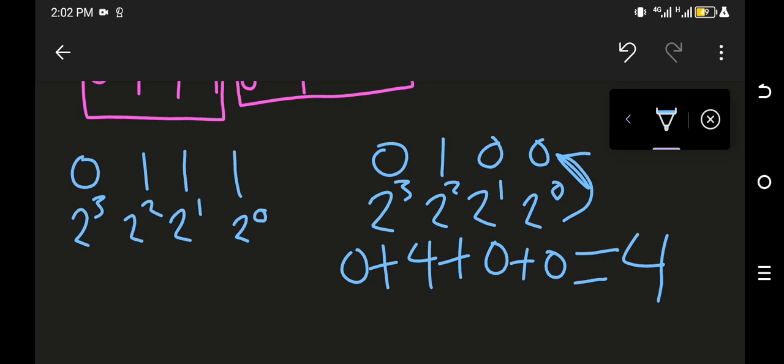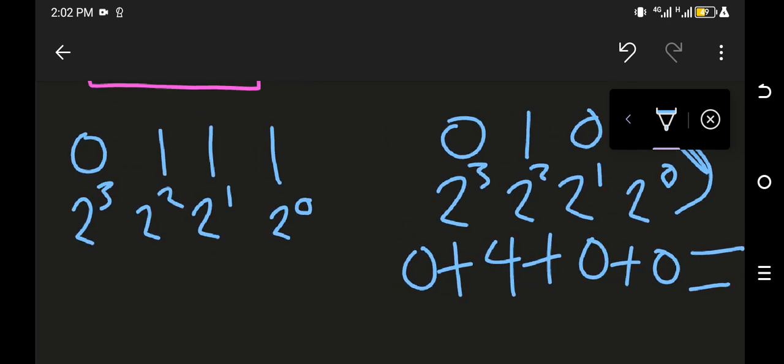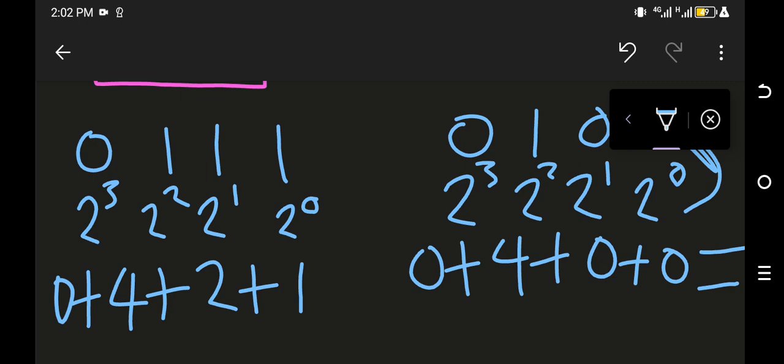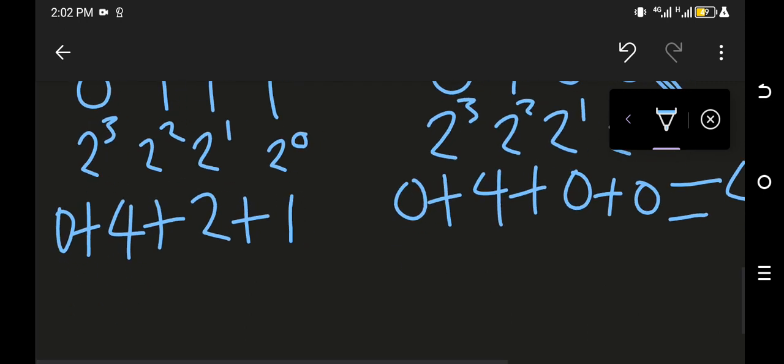Going to the next one. 2 to the power 0 is 1, 1 times 1 is 1. 2 to the power 1 is 2, 2 times 1 is 2. 2 to the power 2 is 4, 4 times 1 is 4. 2 to the power 3 is 8, 8 times 0 is 0. Now we find the value: 4 plus 2 is 6, 6 plus 1 is 7.